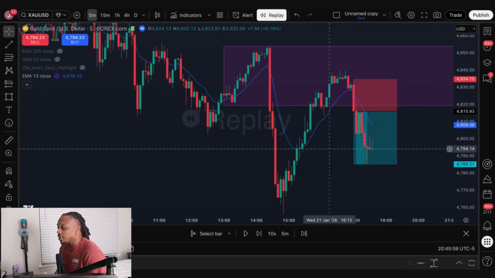Just know that if you're buying, you want the bull candle after the retest of the demand zone to close past the 13 EMA. It's the same thing with the supply zone. You want to make sure that when the retest candle hits the supply zone, the sell candle on the 5-minute time frame passes the 13 EMA and closes below it for sells.